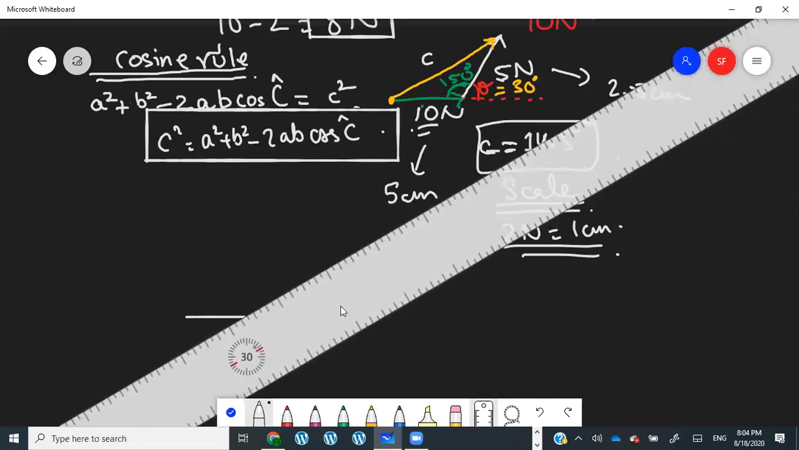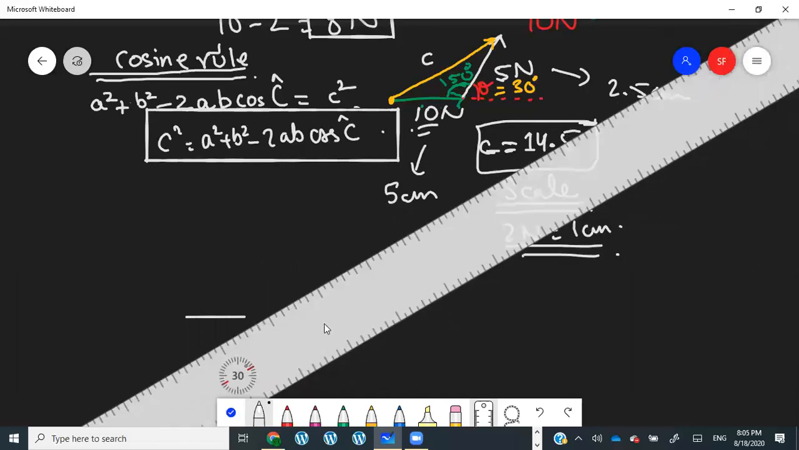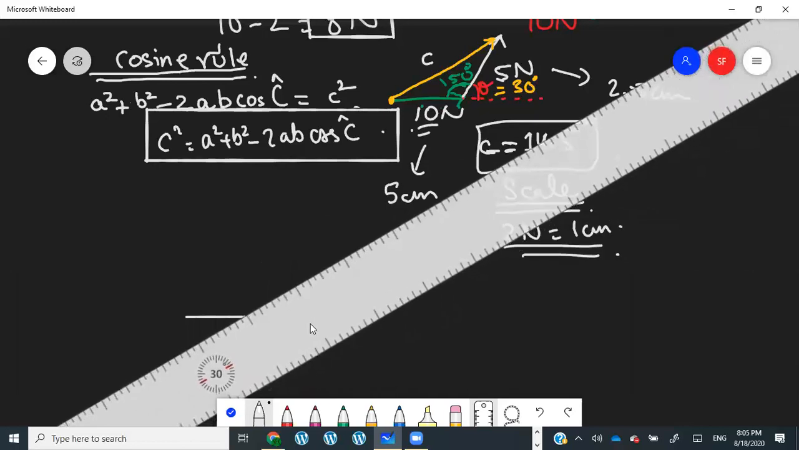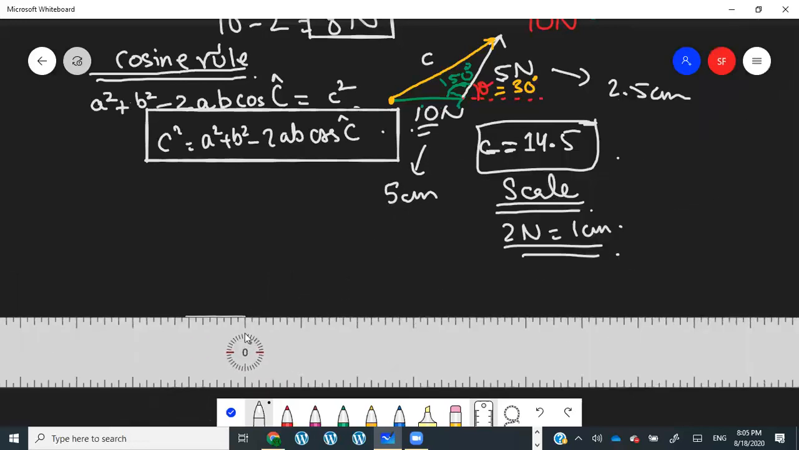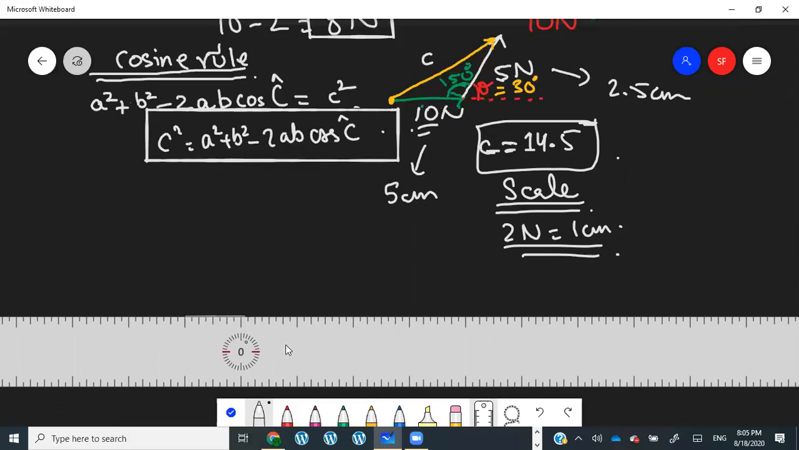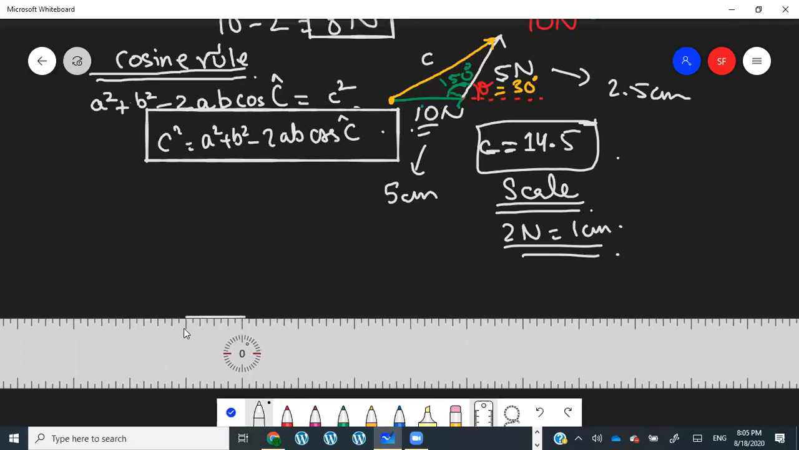Okay, so this is at 30 degrees, and make sure that it's 2.5 centimeters. So I took 1, 2, 3, 4, 5. Wait, what did I take on the scale to be 1 centimeter? 1, 2, 3, 4.